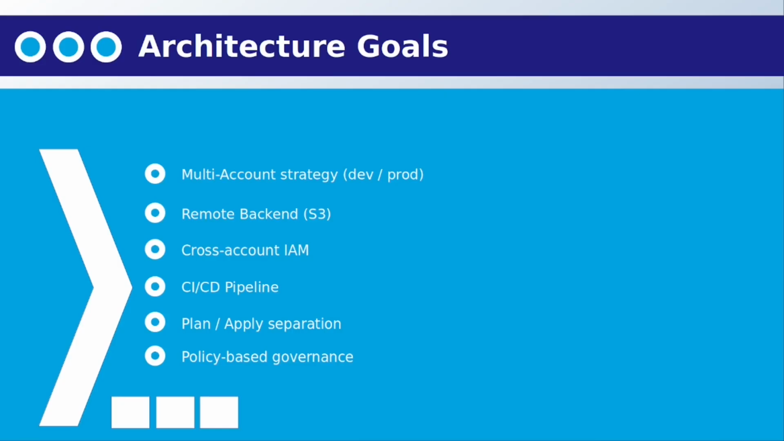This architecture is built around 3 principles: isolation, control, automation. When we design infrastructure this way, we move from developer-managed infrastructure to an enterprise-grade infrastructure platform.